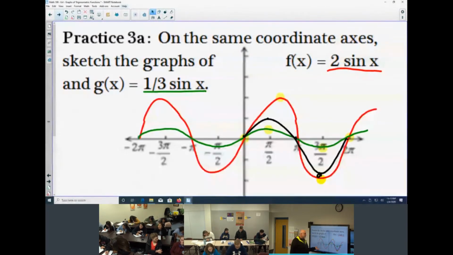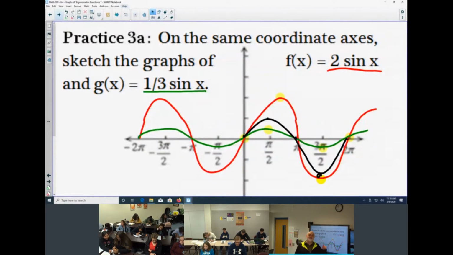Okay, so I just did a rough graph. The original sine is here in black, and then the 2 sine x. I had that go up to 2, it's a little bit sloppy, and then down to negative 2, and then back up. The 1/3 is in green, so it goes up to 1/3, and then comes down to negative 1/3, and then back up. Now they all start at the origin. Okay, so the sine goes through the origin.